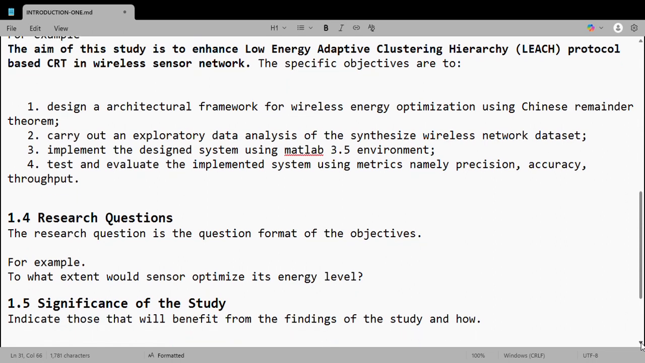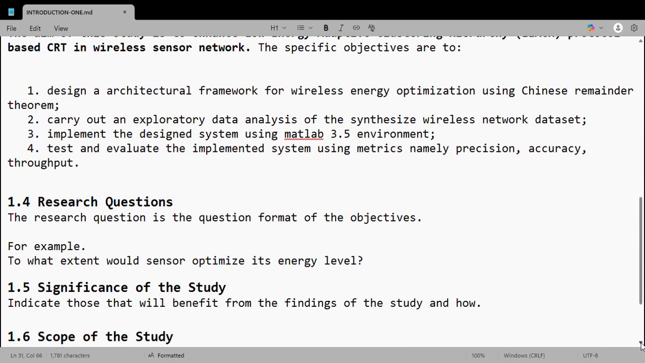Then the next one is the significance of the study. The significance of the study is the importance. How important is the study? So who are those that will benefit from the findings of the study and how? And that is what should be contained in the significance of the study.